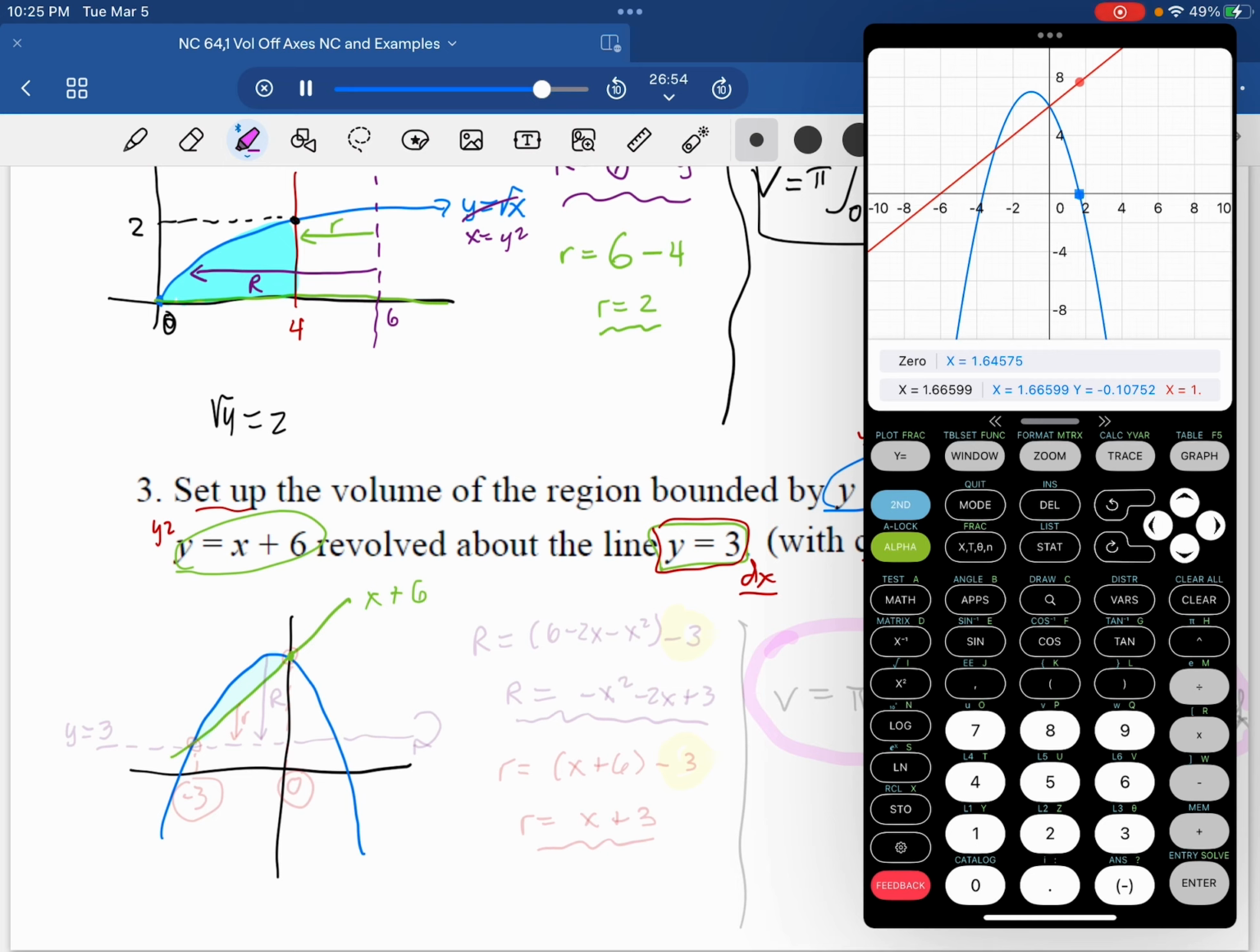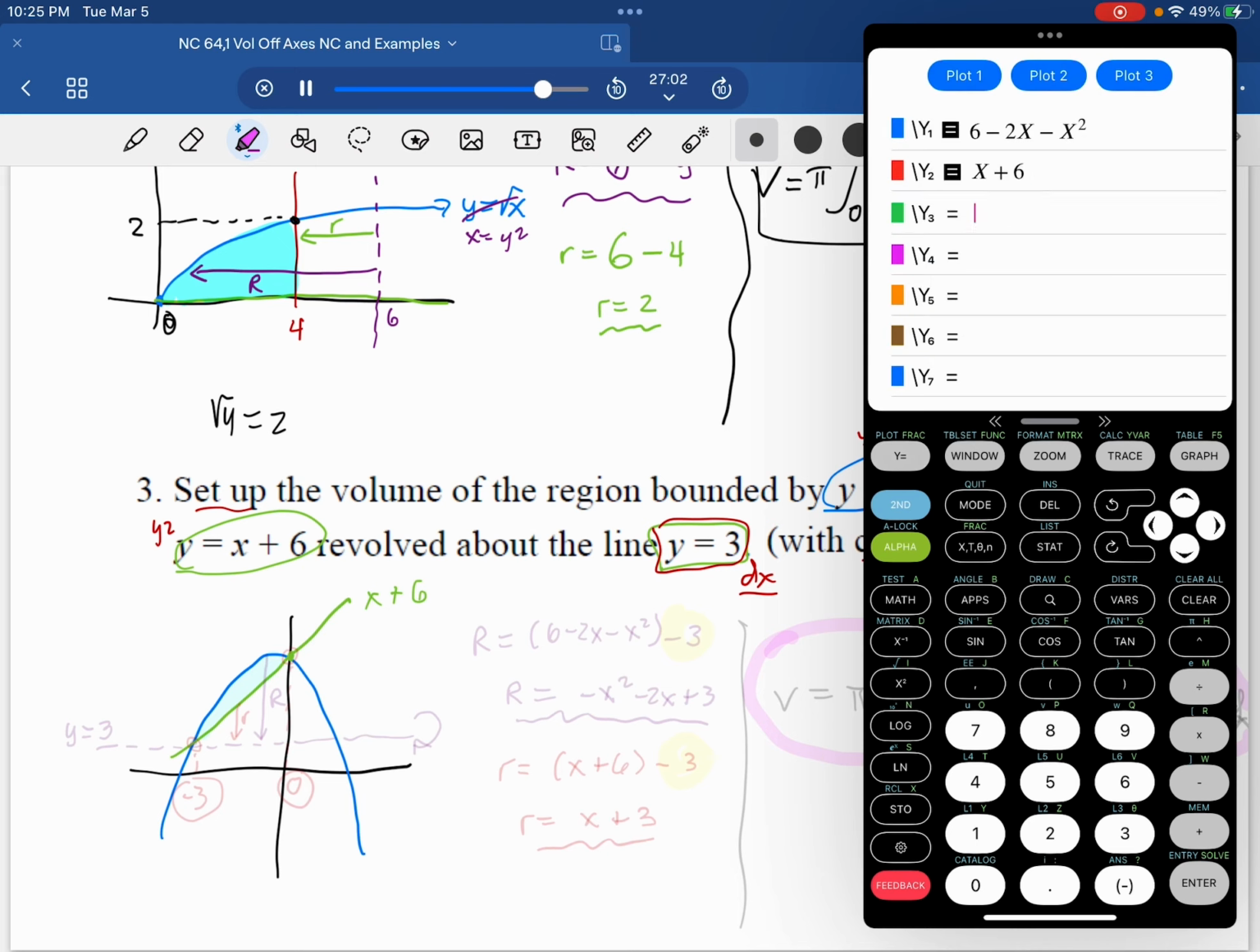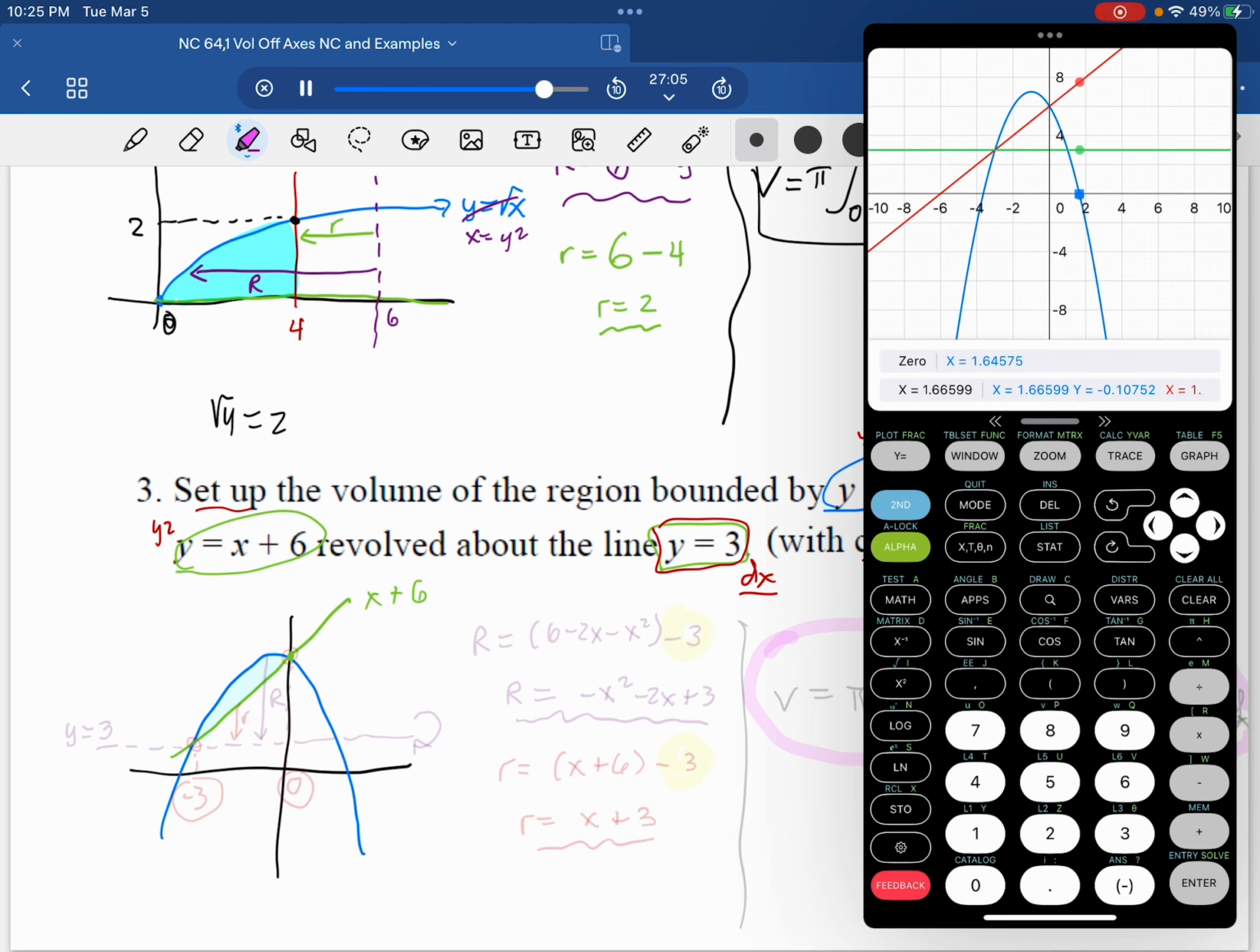So then we're going around the line y equals 3. If you'd like to actually visualize that in your calculator, under y3, you could just put the number 3. And then we'll be able to see that y equals 3 actually cuts right across the bottom of the shape. So that y equals 3 axis will touch the lower part of the shape. So then the area we're interested in would be this little wedge under the parabola and above the linear equation.